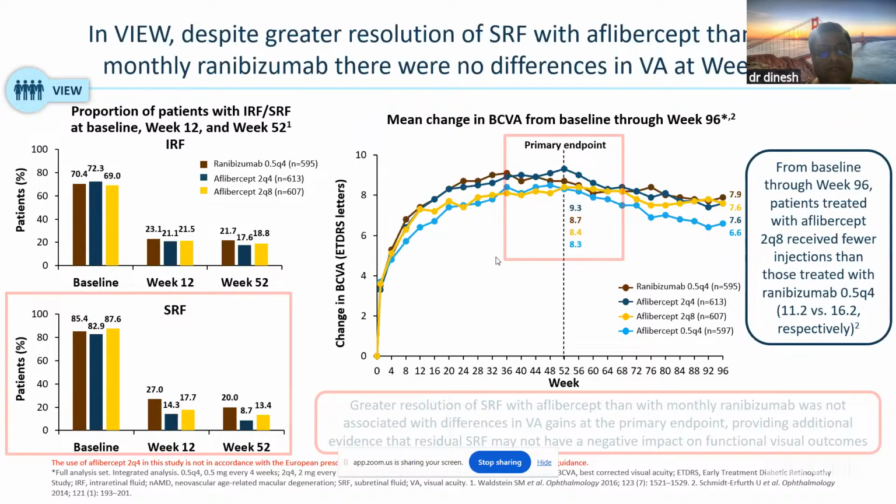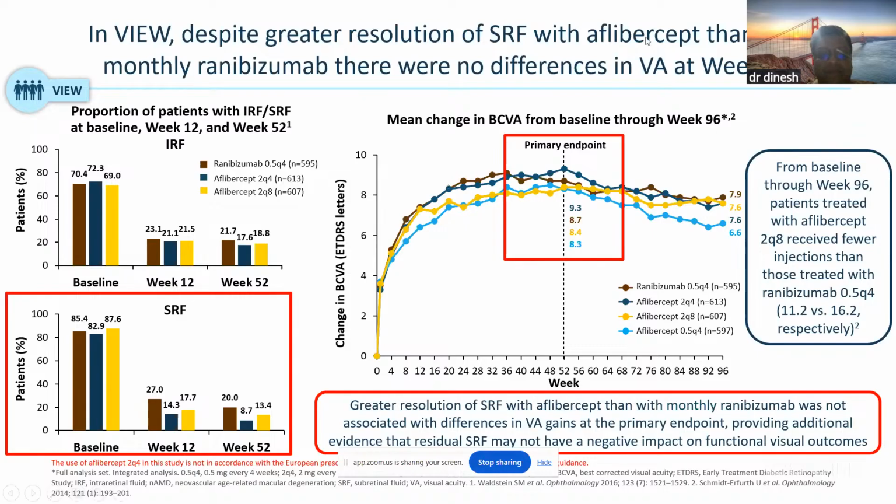In the VIEW study, despite greater resolution of the SRF with aflibercept than with monthly ranibizumab, there was no difference in the visual acuity at week 52. So here in the graph, we can see in the midpoint the square box at week 52, that is at the end of 1 year. If we compare the ranibizumab arm with the aflibercept arm, it's almost non-significant.